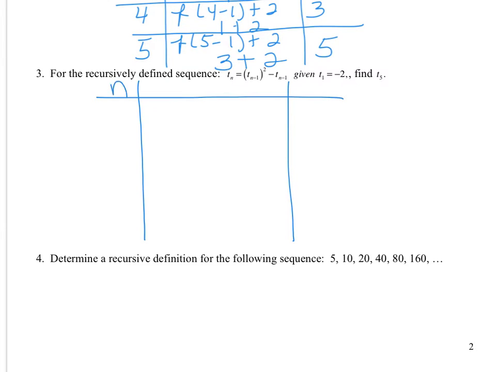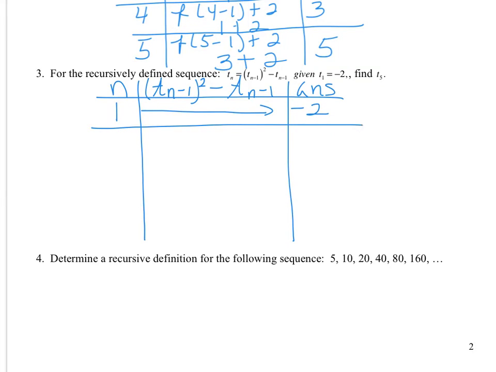So we have an n here. We have t sub n minus 1, the whole thing squared, minus t sub n minus 1. And here's our answer. Okay, so what do we know, because it's recursive? The first term is negative 2. All right, that's easy.